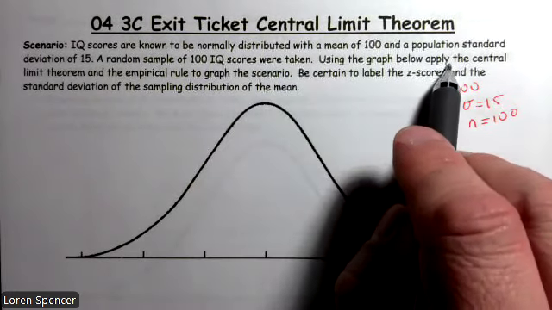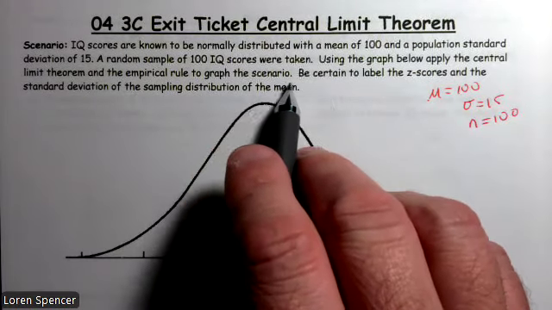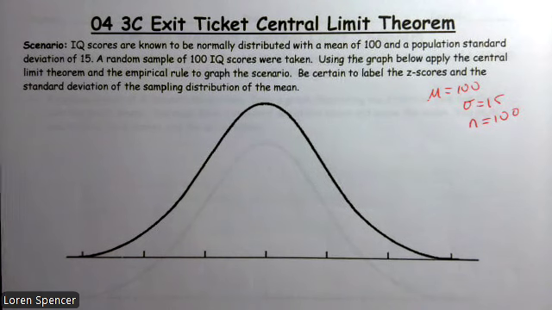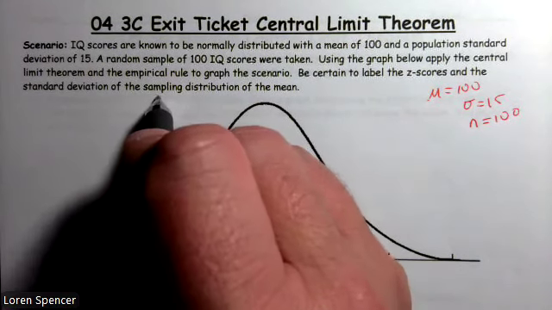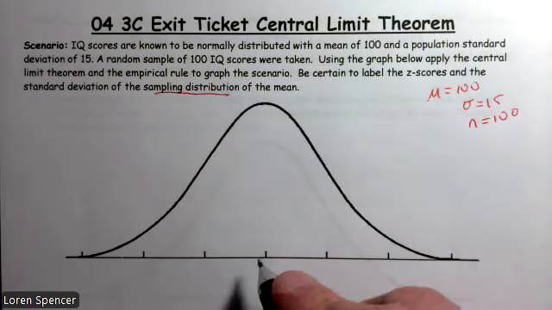Use the graph below to apply the central limit theorem and the empirical rule to graph the scenario. Be certain to label the z-scores and the standard deviation of the sampling distribution. We'll come back to that. Let's start with the z-scores because that's the easy part.